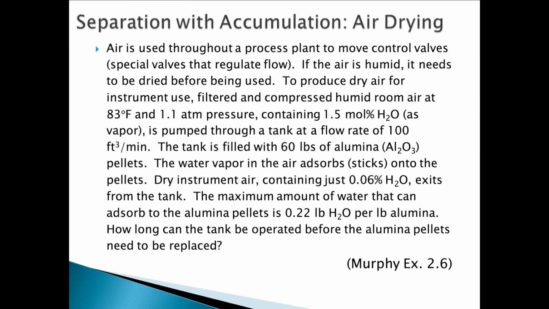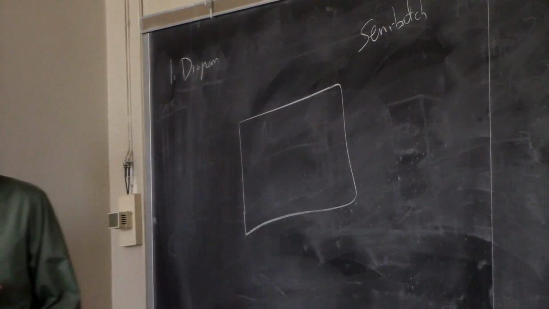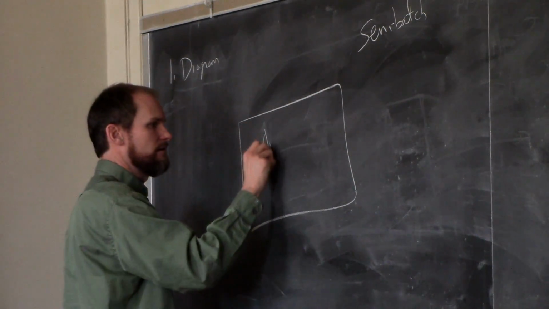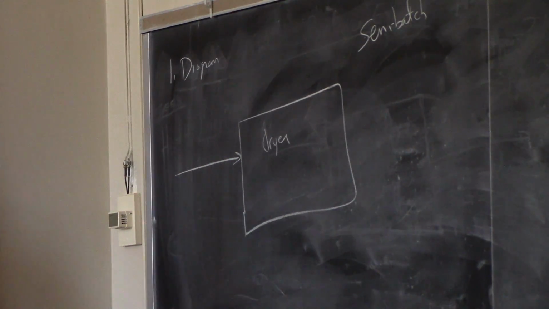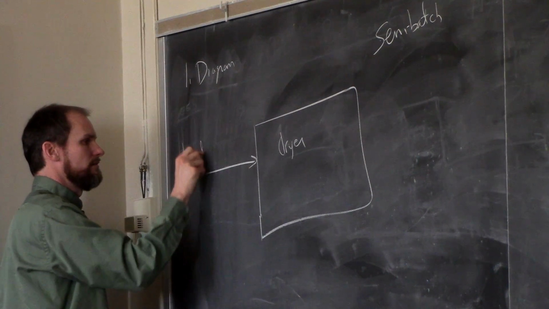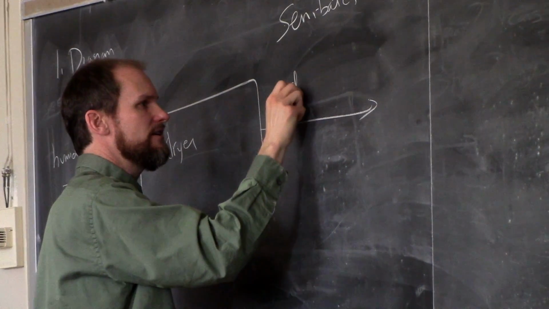We do a batch of alumina. Then we continuously flow the wet air through, it accumulates lots of water, and eventually the alumina's full. We gotta stop and pull it out, replenish it, or dry it out, or something like that. So this is a semi-batch process. So what's on the diagram? This is our dryer. What goes in? Wet air. Moist air, humid air. Comes out, drier air.